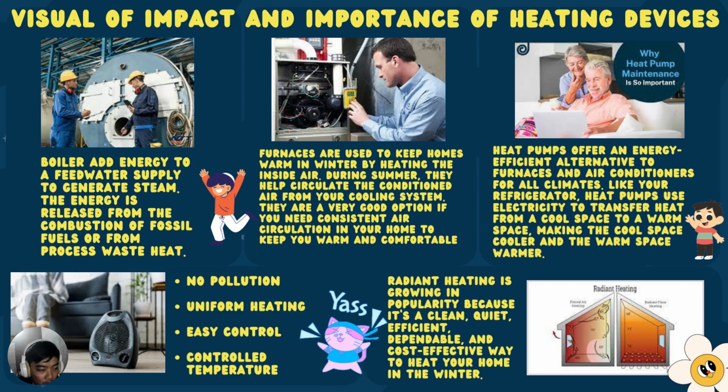Next is the electric heater. There is no pollution, and the electric heater uses uniform heating and it is easy to control the temperature. This is the one that we want, because the real purpose of a heating device is to control the temperature. Next is radiant heating, which is growing in popularity because it is a clean, quiet, efficient, dependable, and cost-effective way to heat your home in the winter.